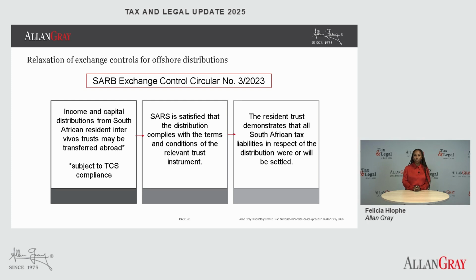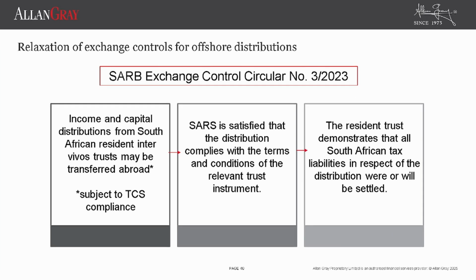In this regard, SARS then issued guidance on 1 August 2023, which outlined the process to be followed in order to apply for a manual letter of compliance from SARS. The application must be submitted to SARS via email, and due to the verification process being strict, approval will only be granted by SARS should, firstly, SARS be satisfied that the distribution complies with the terms and conditions of the relevant trust instrument, for example, the trust deed, and secondly, that the resident trust demonstrates that all South African tax liabilities in respect of the distribution were or will be settled.